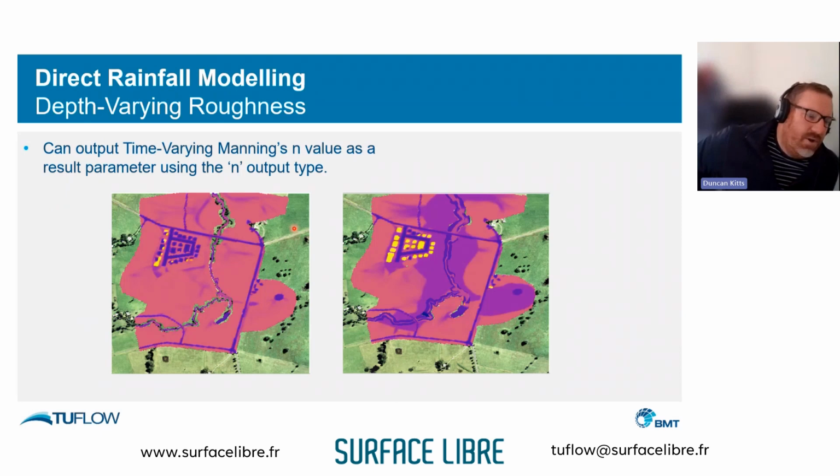If you use the map output type N, you can then map what the time varying Manning's N is, so we can see that during the simulation. You can see here we've got darker areas, which I presume is a higher Manning's N. Oh, sorry, probably a lower Manning's N actually, because for the buildings, our Manning's N has increased quite a bit as it's gone into that yellow color. So we've got the change in roughness as a consequence of the flow depths.